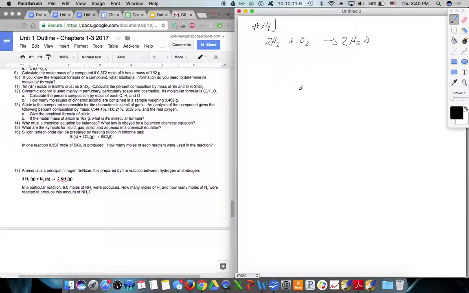All right, number 15. Symbols of liquid, gas, solid, and aqueous. Here's liquid. There's gas. There's solid. There's aqueous. That's 15. 16.